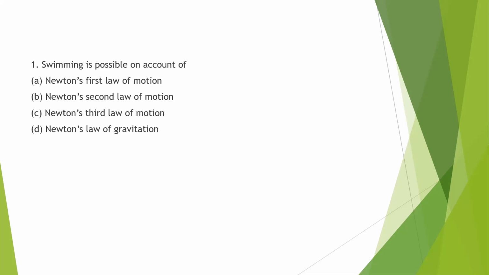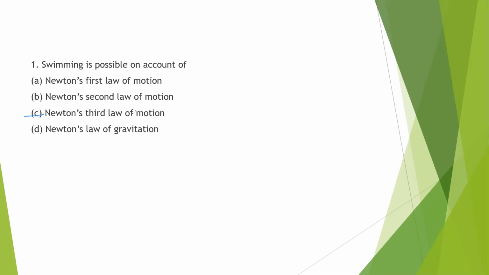So how is swimming possible? Whenever you are swimming, if you observe a swimmer, he will push the water in the backward direction, so that is action. And then in reply, the body will move in the forward direction. That is an action and reaction pair. Therefore, we can explain the swimming phenomenon with the help of Newton's third law of motion, right? So the correct option is option C, that is Newton's third law of motion.